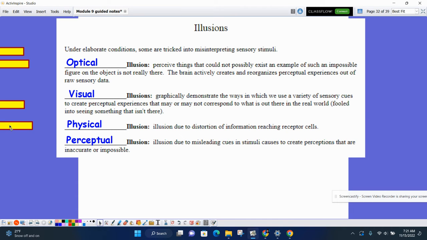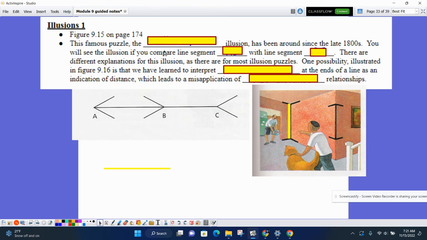You've got perceptual illusions. Again, this is misleading cues in our stimuli that cause us to create these perceptions. And sometimes this is an issue when we talk about people who have schizophrenia and they're hearing things or seeing things that aren't exactly there as well. So, some different illusions that we can take a look at.